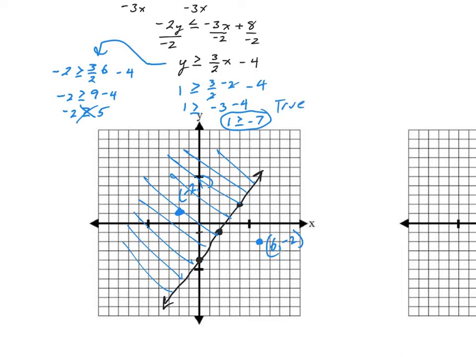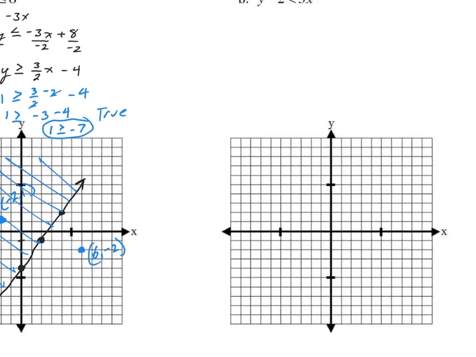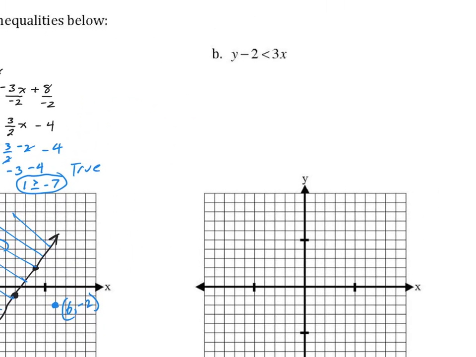So, do you see what's going on here is that the shaded region represents all the true values. The non-shaded region is all the values that don't work. Okay? So, it's a lot of points. Let's go to the next one. You guys ready to go? All right.